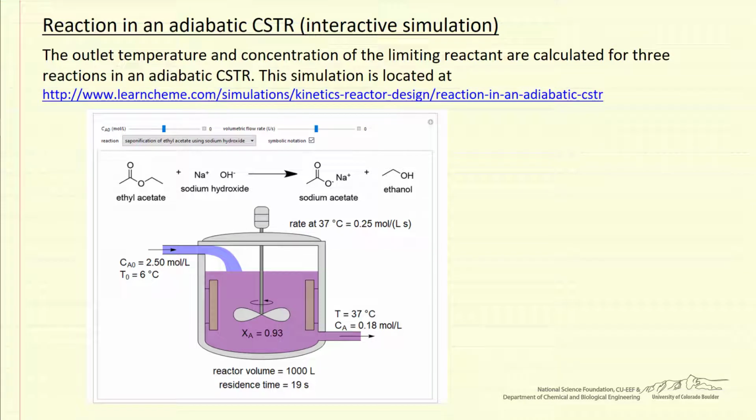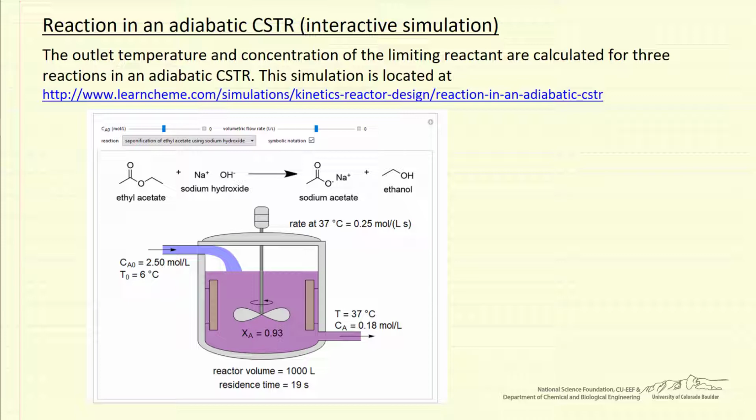In this simulation, we're modeling a continuous stirred tank reactor that carries out an adiabatic reaction. It's set up so that you can choose among 3 exothermic reactions, and you can control the inlet feed concentration and the volumetric flow rate. That essentially controls the residence time. If you increase the volumetric flow rate, there is less time for reaction.